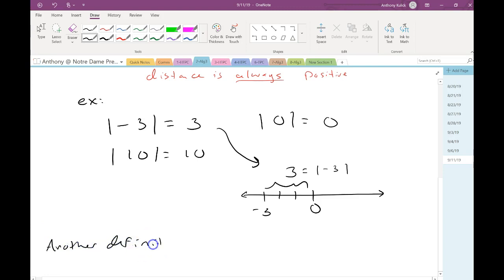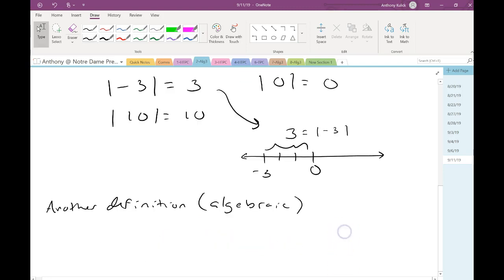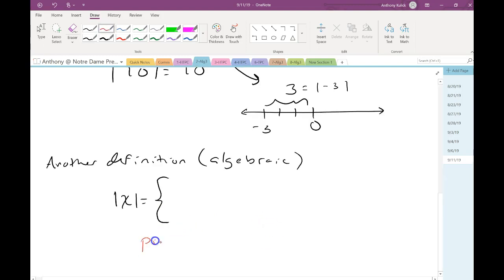Another definition, this one is like the algebraic definition. We'd say that the absolute value of x is equal to, and then I'm going to draw a big squiggly bracket. This is what we call a piecewise function. And I'll explain why we call it that in a second, but that's what this thing is.